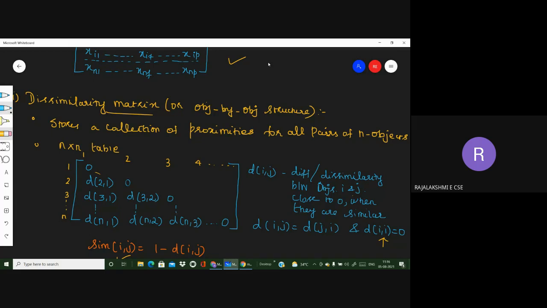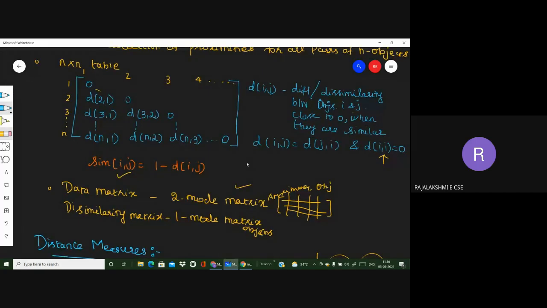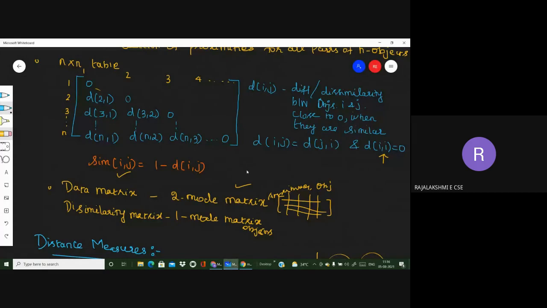And the dissimilarity matrix will say how different they are. So if you are observing a 0, then you can say that they are similar to each other. If you are observing some numerical quantity, that is the difference between those two objects. So depending upon that, you can say the object is similar or not. And similarity can be computed by using similarity equal to 1 minus the dissimilarity.